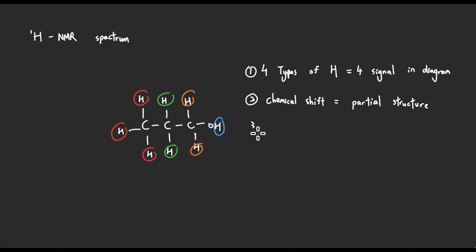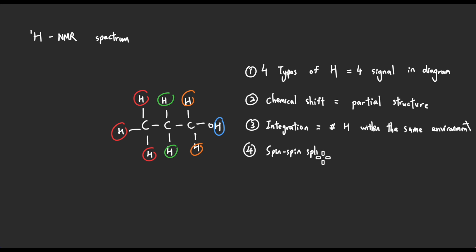Another piece of information you can get from the NMR spectrum is the integration. This integration, or the area under the graph, gives us the number of hydrogens in that specific environment. And finally, the last piece of information we are going to look at is the spin splitting. By looking at this, you can know the number of hydrogens on the neighboring carbon.